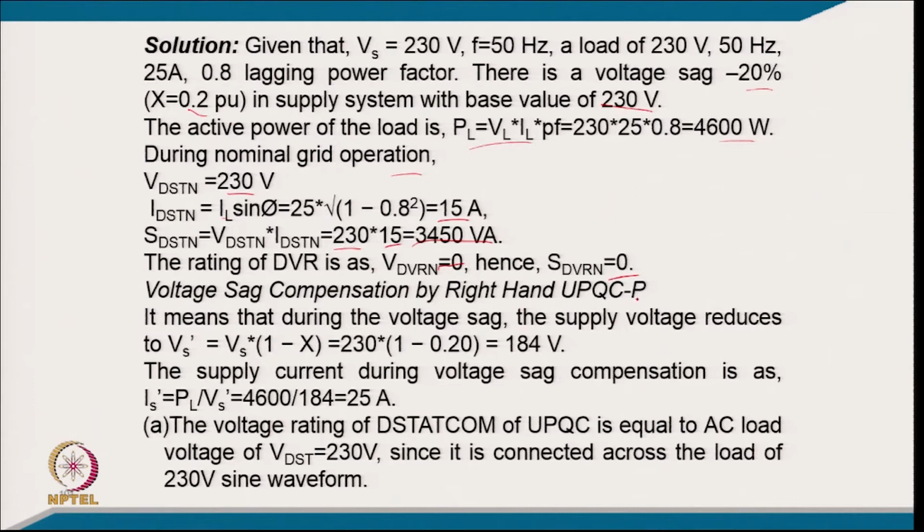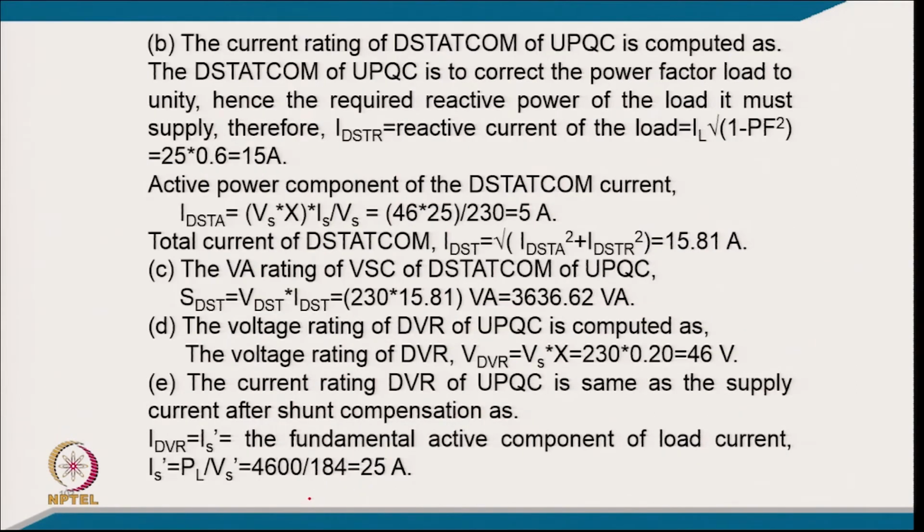Now, coming to the voltage sag compensation by the right hand UPQC, the supply voltage reduces by 20% during the sag. This is the voltage at the grid or PCC, and the current of the grid is then power divided by this voltage. So, it becomes 25 ampere, and the D statcom voltage is 230 volt since it is connected directly across the load. The D statcom of the UPQC corrects the power factor of the load to unity, hence the required reactive power of the load must be supplied from the D statcom, and that comes like 25 into 0.6, that is 15 ampere.